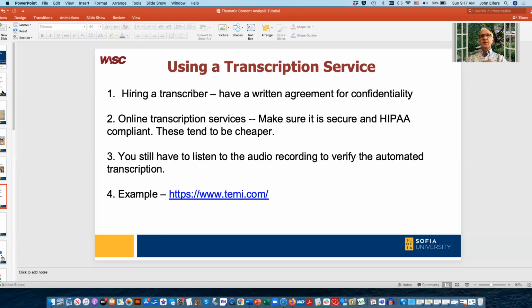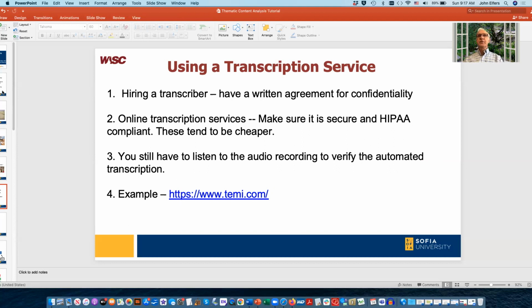Online services and transcribers, they didn't conduct the interview. They may not know what some of the terms mean. They may transcribe them not accurately. So you want to be very, very careful and review the transcript with the audio recording. Still, that saves a little time from doing it yourself.